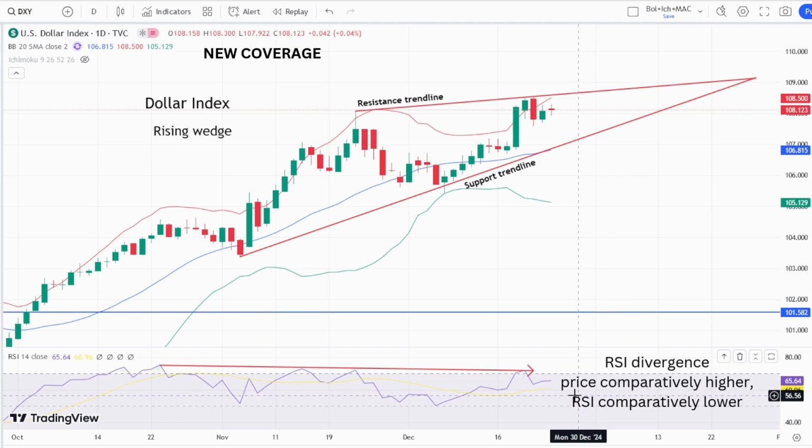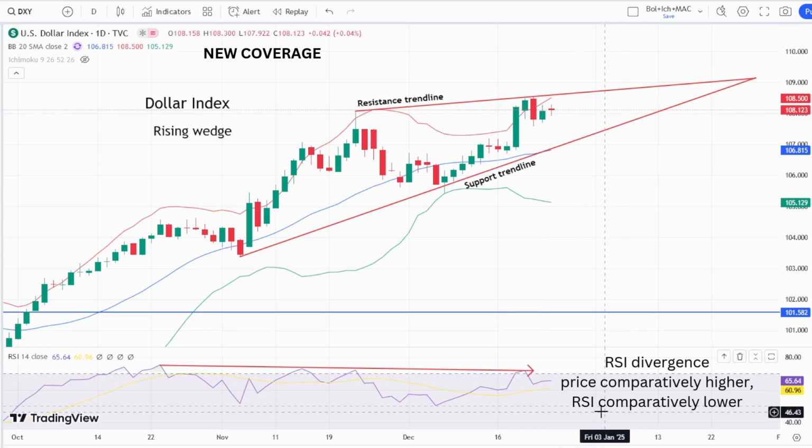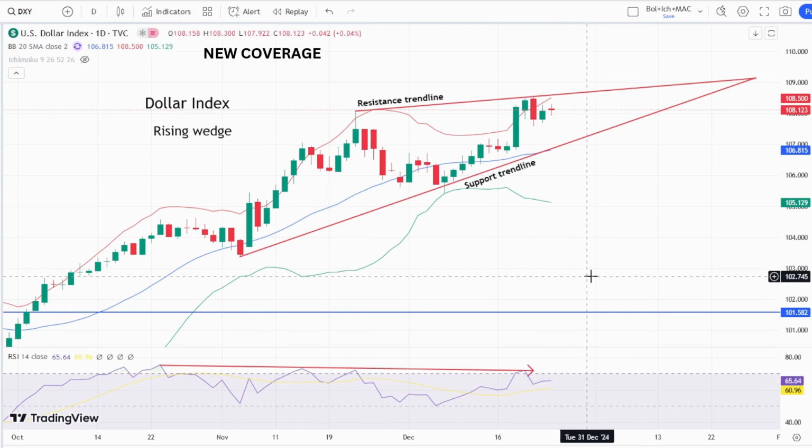As in, if you look at the DXY, price action is going higher and higher comparatively, but if we look at the RSI, it is going lower and lower comparatively, and this usually signals a bearish reversal going forward. Still, we can only confirm a bearish outlook if the DXY breaks down below the support trendline. The DXY could just decline from here and bounce off the support trendline to resume its upside for all we know.